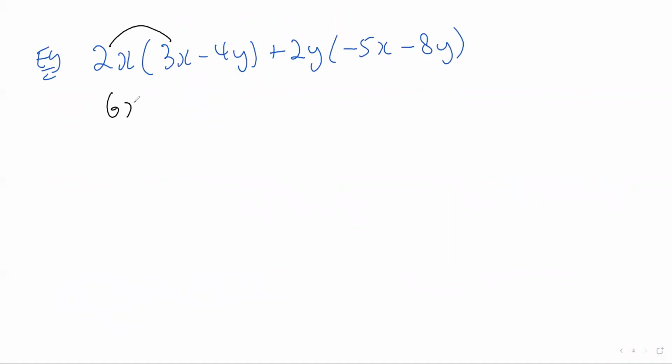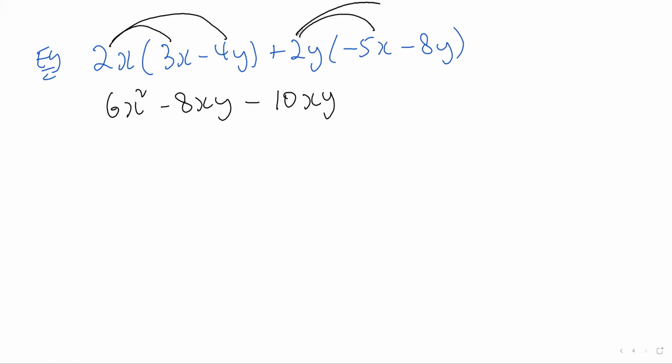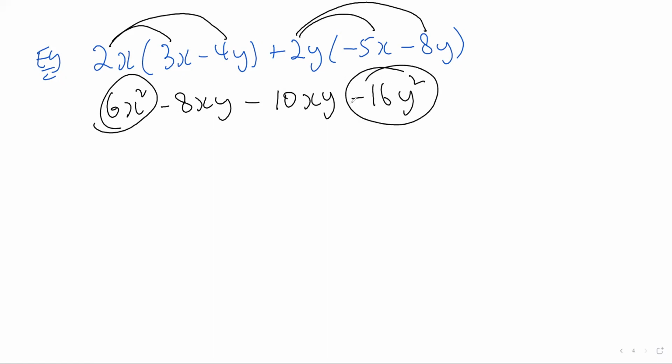We get here 6x squared, multiply again here, we get minus 8xy, right? Good. Here, take your time, multiply negative by positive, negative 10xy, right? Remember, y multiplied by x, or you could say x multiplied by y, same thing, xy. And we go here, we get minus 16y squared. Look at this question carefully. There's an x squared, there's a y squared, and there are two xy terms.